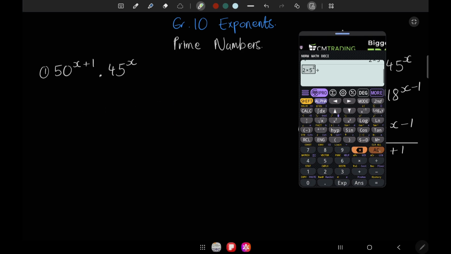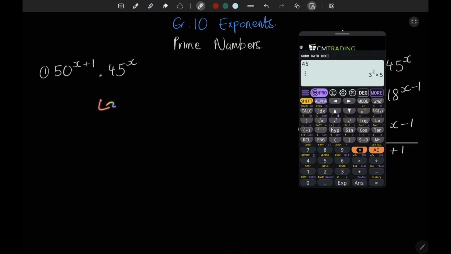Now let's try with 45. We should get 45 is equal to shift fact, 3 squared times 5. 45 can be written as 3 squared times 5.